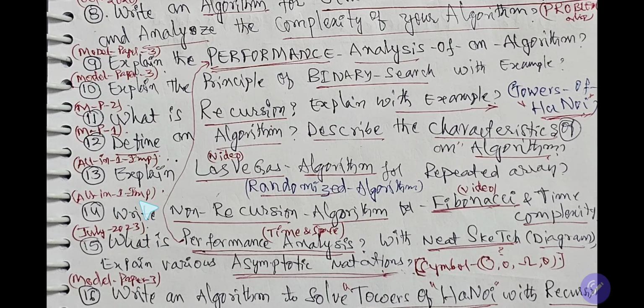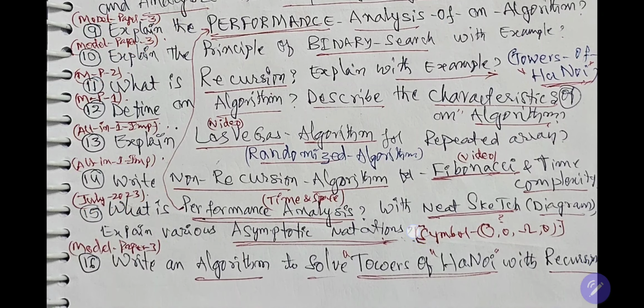And the previous question was the all in one important question. Model paper first question, model paper second, model paper. MP means model paper. See here, I wrote model paper 2, model paper 3, and July 2023, last year's question. And write an algorithm to solve Towers of Hanoi with a recursion problem. Some of the questions are already repeated.